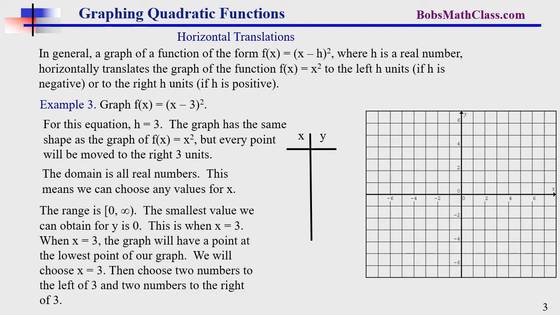So the smallest value we could obtain for y, this is when x equals 3. When x equals 3, the graph will have a point at the lowest point of our graph. So we're going to choose x equals 3. Might want to pause it. There's a few notes here. But again, we're picking the number that makes it 0 inside the parentheses. And then from there, 2 to the left and 2 to the right. So 1 and 2, 4 and 5. Pause the video. Work those values out so you can get the y values, and then we'll come back, plot it, and have the graph.